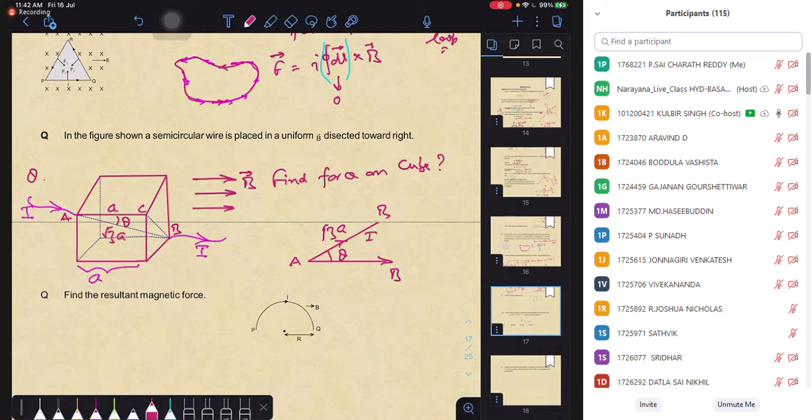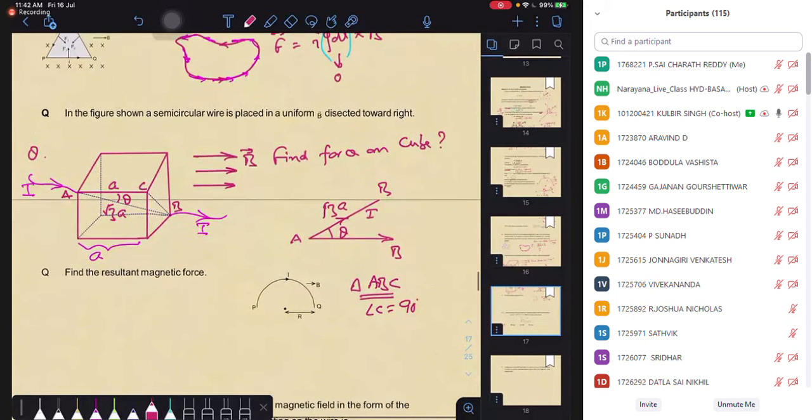And it's a right triangle. ACB is a right triangle, correct? In triangle ABC, angle C is 90 degrees. When angle C is 90 degrees, I can use cos theta here. So cos theta is nothing but AC by AB.